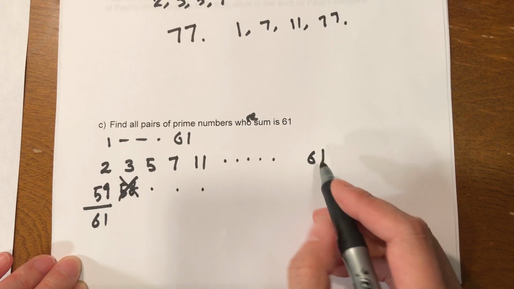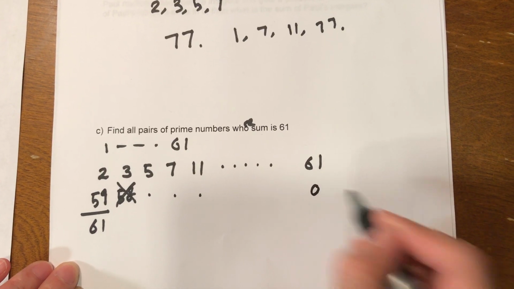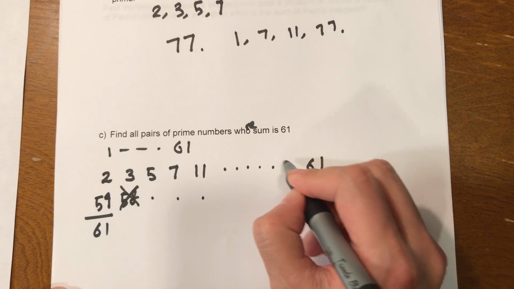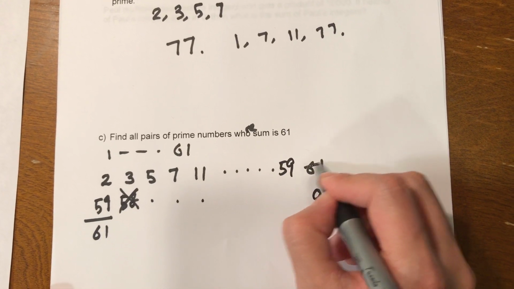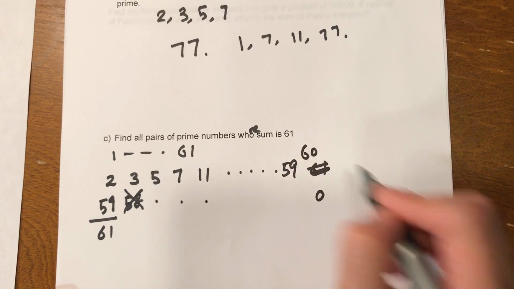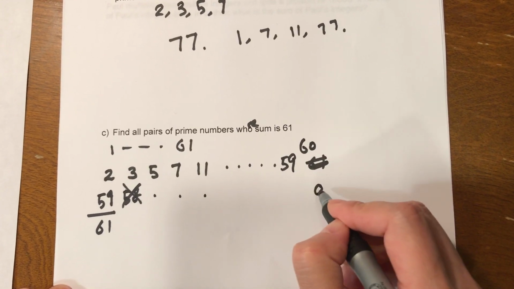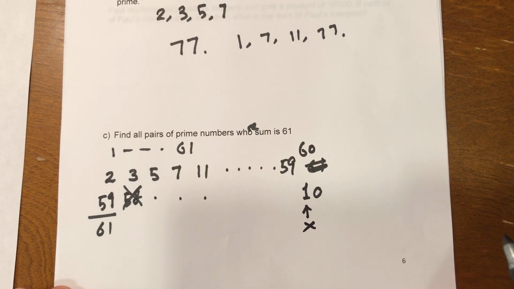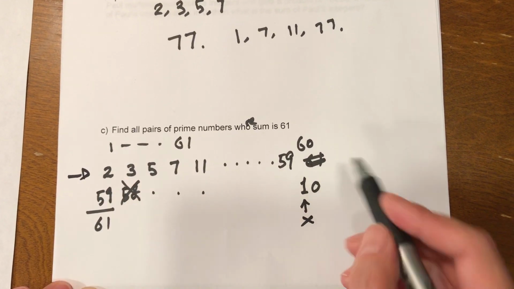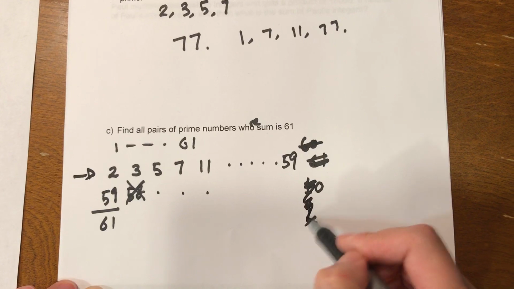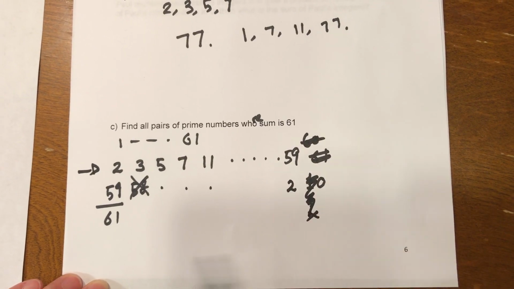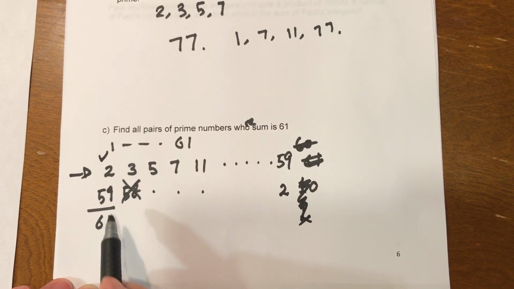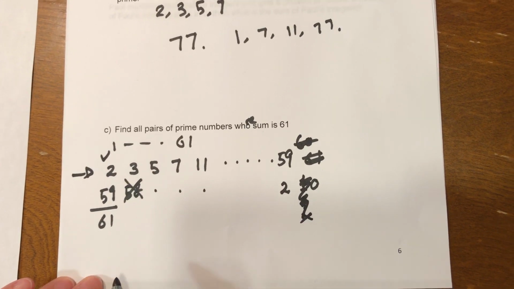So for 61, we cannot go 61 because 0 is not a prime number. We can only go all the way up to actually 59. And why is that? If we have 60 as our largest number, and 60 has to add to 1, but 1 is not a prime number. So the top row can only go up to 59. So 59 will add to 2. 2 add to 59, this pair will work because 2 is a prime number. 59 is also a prime number.